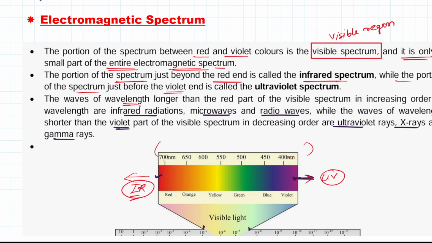The waves of wavelength longer than the red part of the visible spectrum, in increasing order of wavelength, are infrared radiation, microwaves, and radio waves. Waves of wavelength shorter than the violet part of the visible spectrum, in decreasing order, are ultraviolet rays, X-rays and gamma rays.